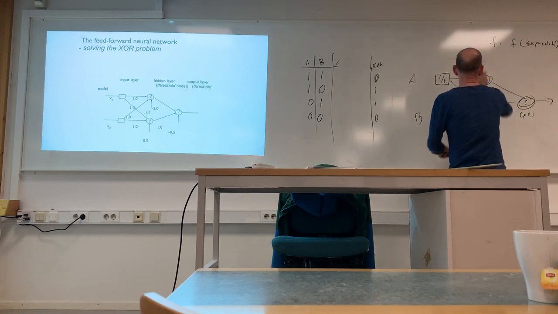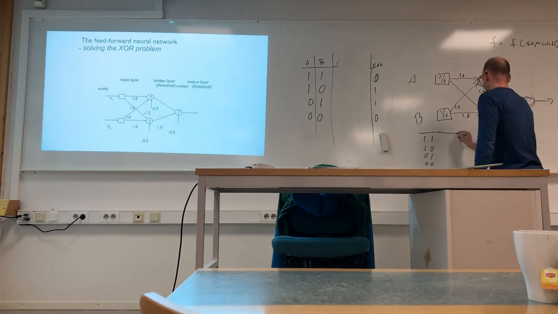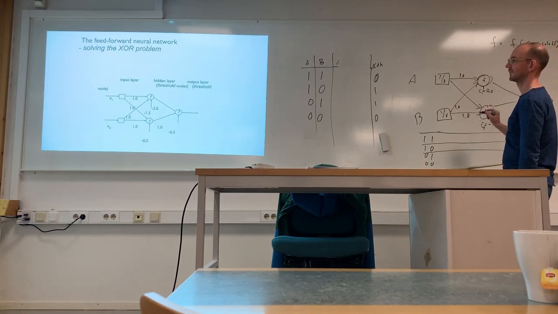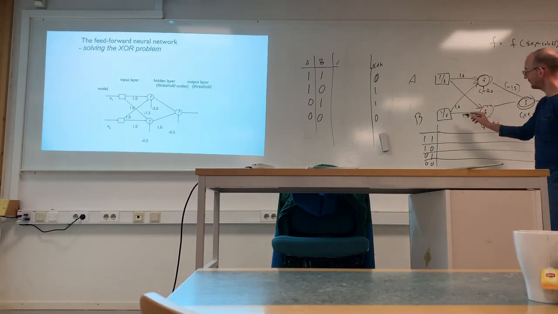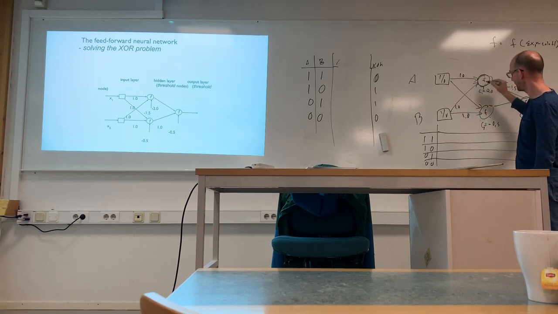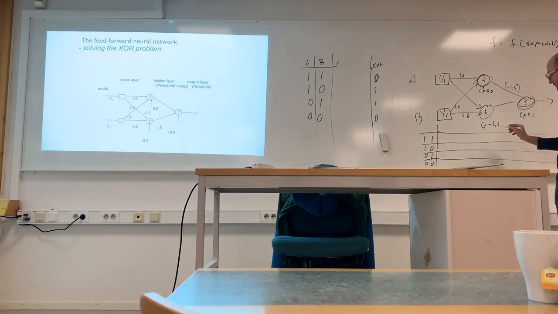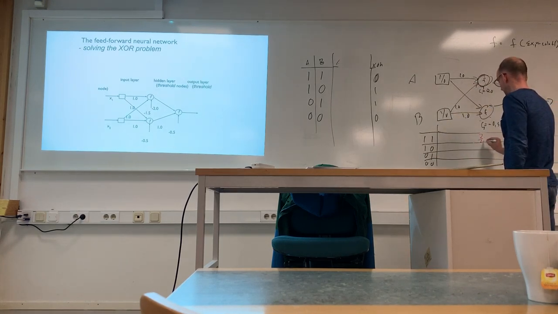So let's do this. We have different inputs: 1,1, 1,0, 0,1, and 0,0. I start with 1,1. Here, these are ones, so the sum up here will be 2. The sum there will also be 2. We can write it smaller, 2 here and 2 here, because there are weights of 1 all the way.